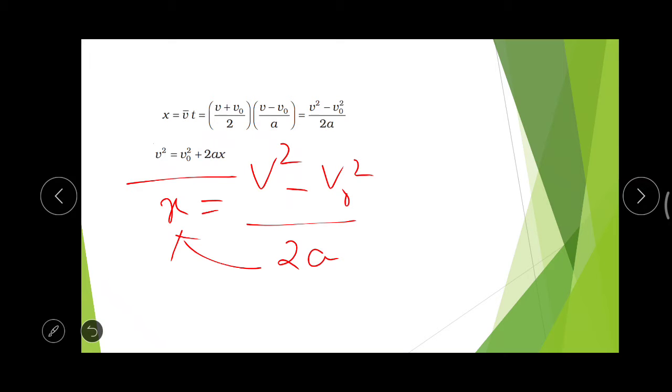So these are the major kinematic equations, and the application level questions we will discuss in the next class or the coming lecture. So just go through the textbook thoroughly and make this concept very clear. These are some important portions. Many questions can be asked from this chapter, from this portion, so go through this one. Okay then, thank you.